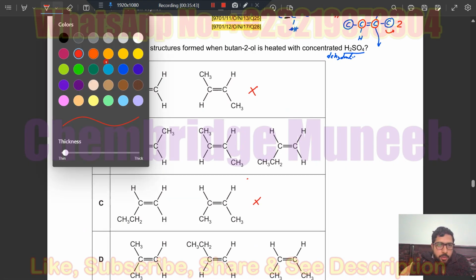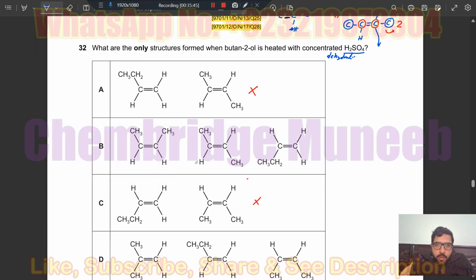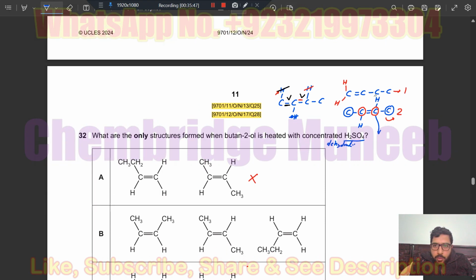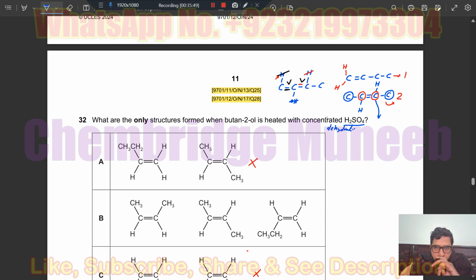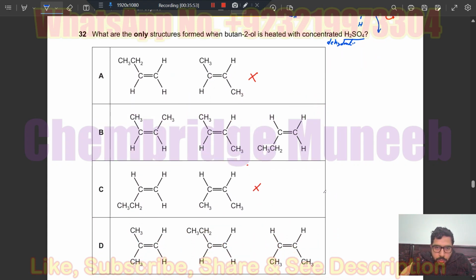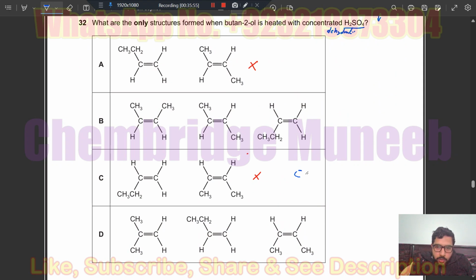So here we can see that as a result of the hydrogen being removed from the carbon which forms cis-trans isomers, we had OH over here, and when we remove hydrogen from this carbon we got cis-trans isomers.